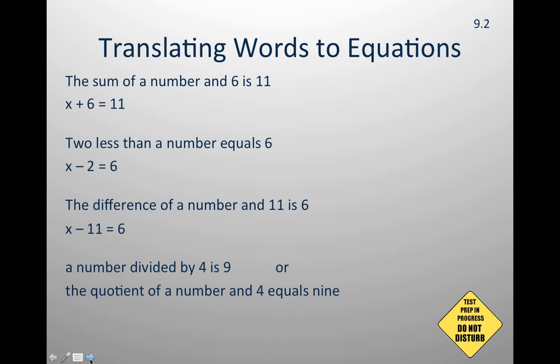A number divided by 4 is 9, or we can say the quotient of a number and 4 is equal to 9. Either way, that's going to be x divided by 4, or x over 4 equals 9.